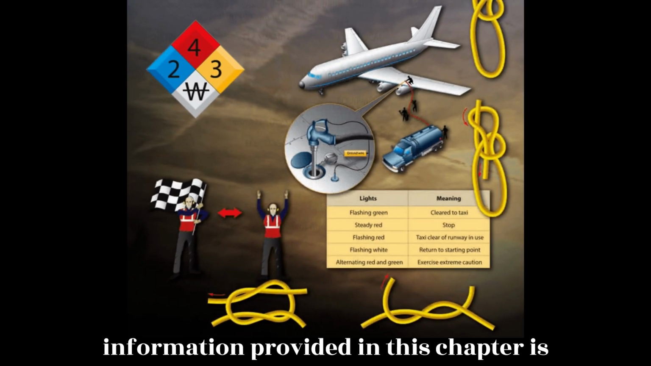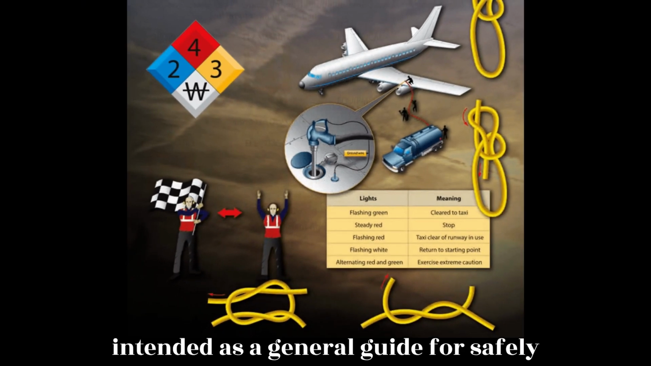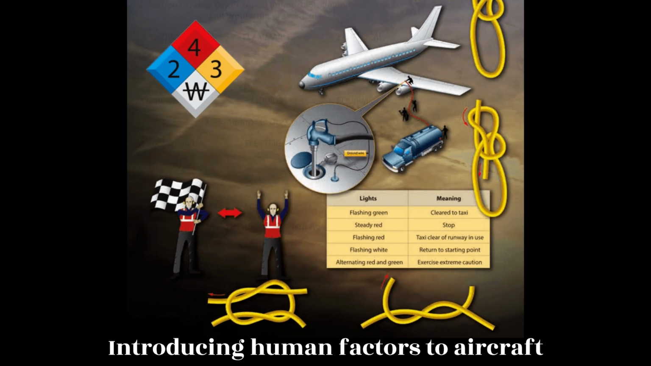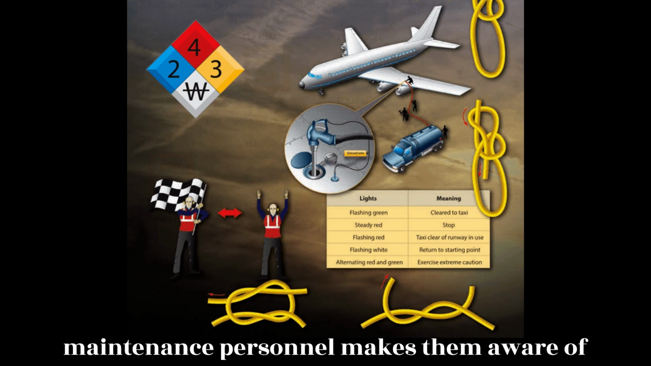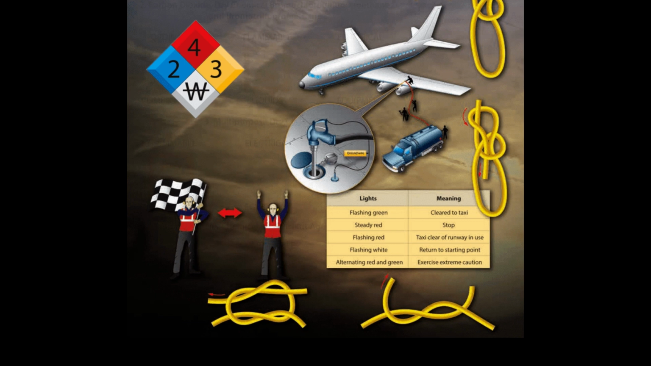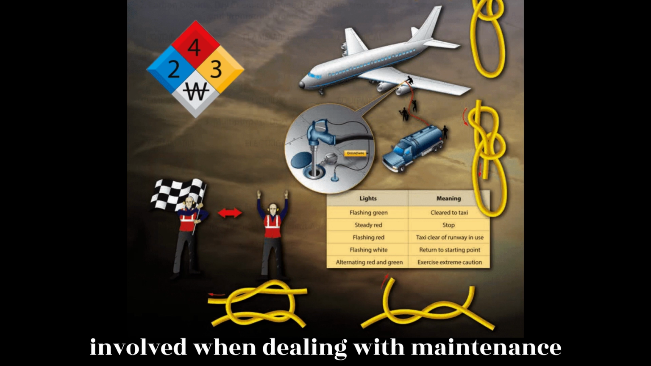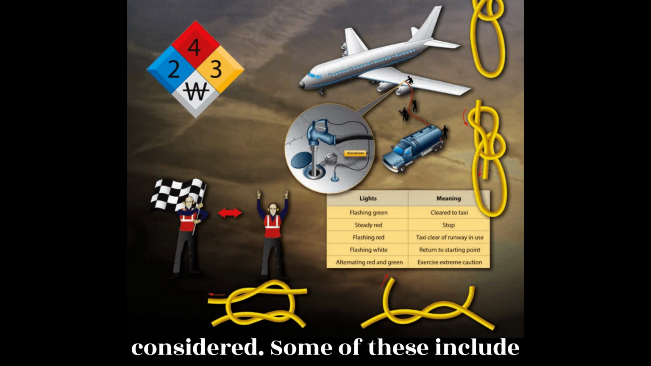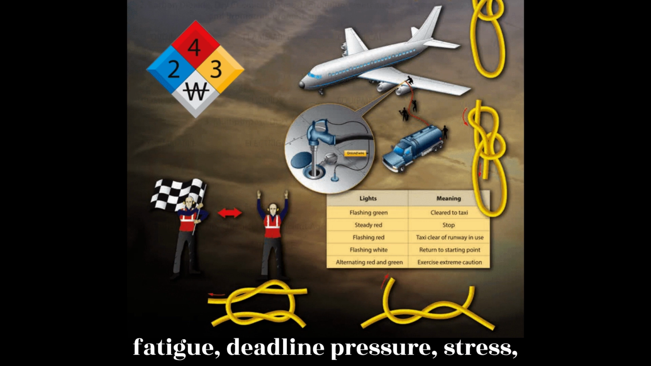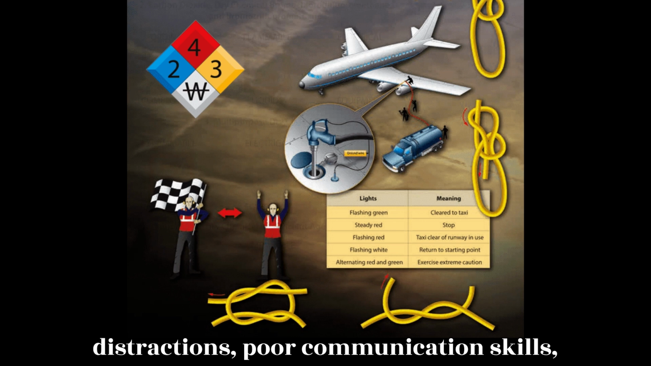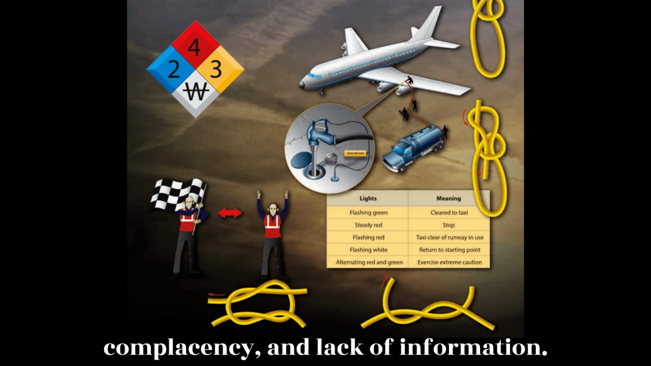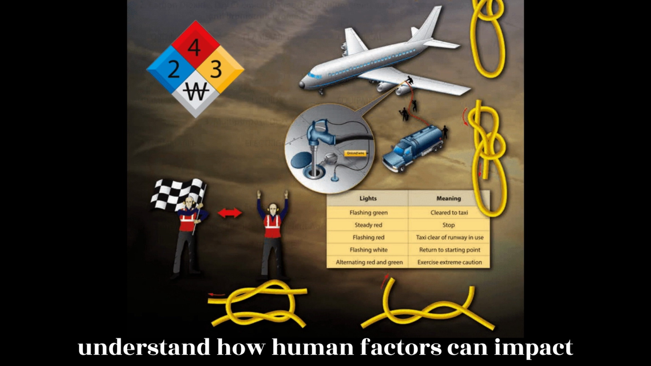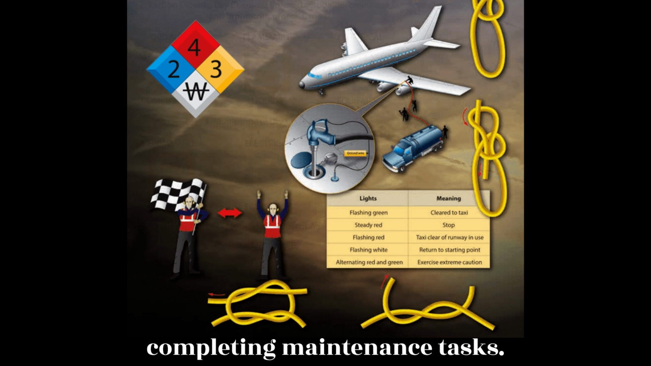The information provided in this chapter is intended as a general guide for safely servicing and operating aircraft. Introducing human factors to aircraft maintenance personnel makes them aware of how it affects maintenance performance. Although there are many human factors involved when dealing with maintenance performance, several areas can be considered. Some of these include fatigue, deadline pressure, stress, distractions, poor communication skills, complacency, and lack of information. Maintenance technicians need to understand how human factors can impact their performance and safety while completing maintenance tasks.